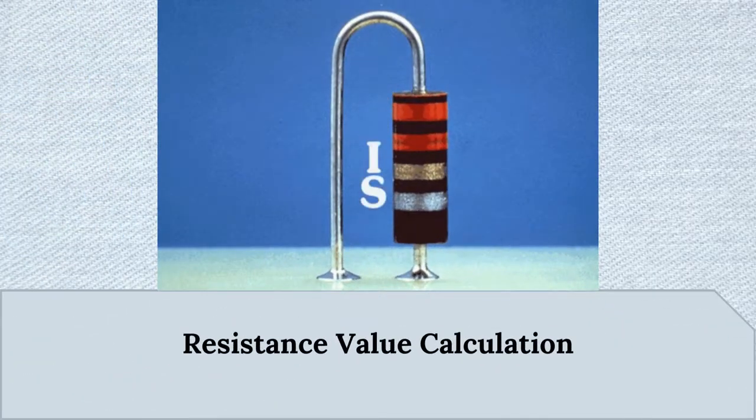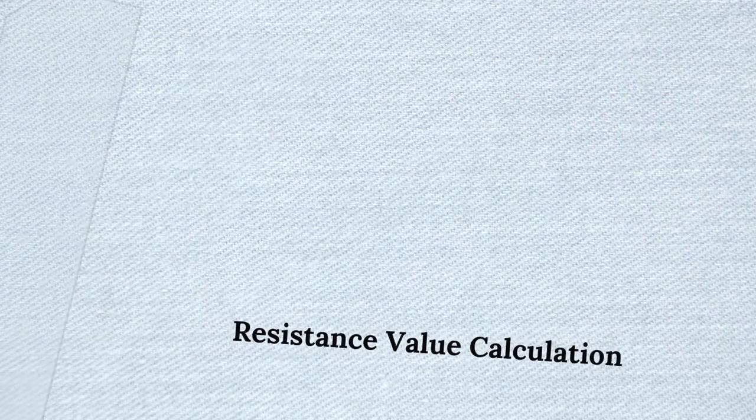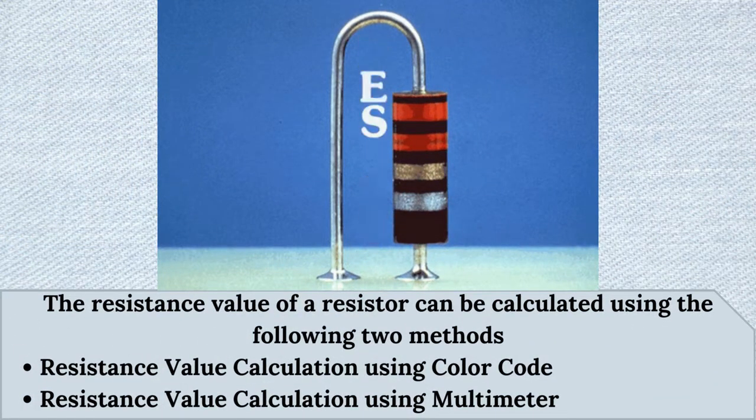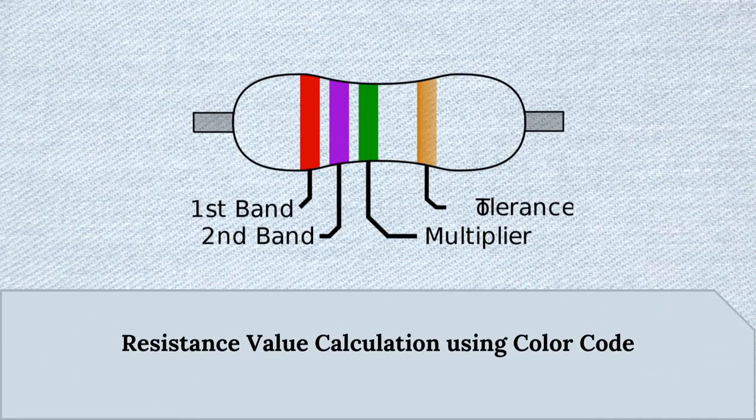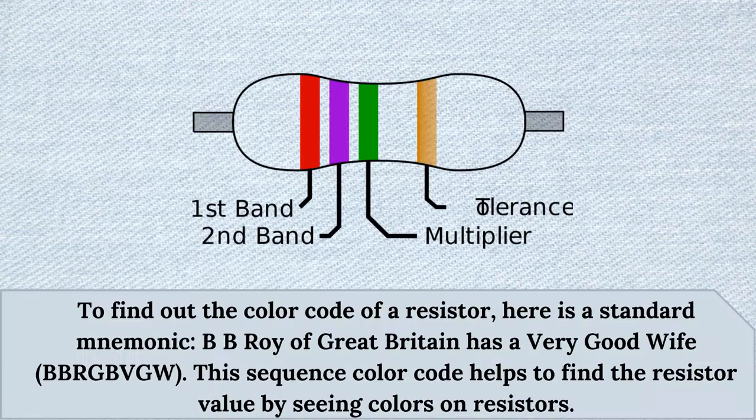Resistance value calculation. The resistance value of a resistor can be calculated using the following two methods: using color code, and using a multimeter. Resistance value calculation using color code. To find out the color code of a resistor, here is a standard mnemonic: BB Roy of Great Britain has a very good wife, BBRGBVGW. This color code sequence helps to find the resistor value by seeing the colors on resistors.